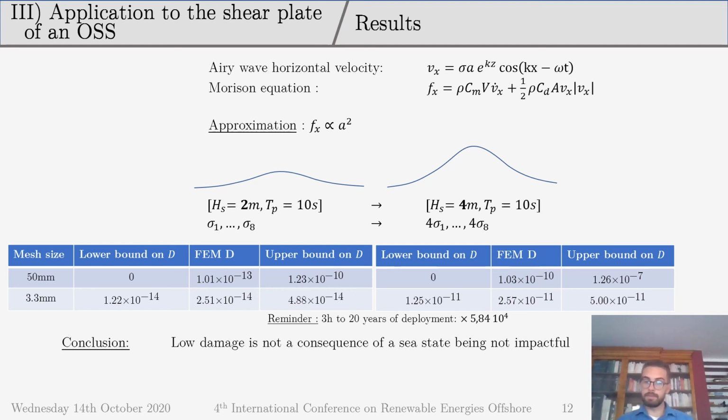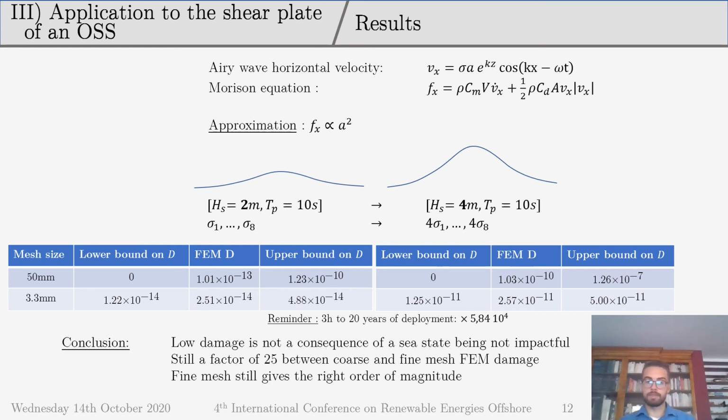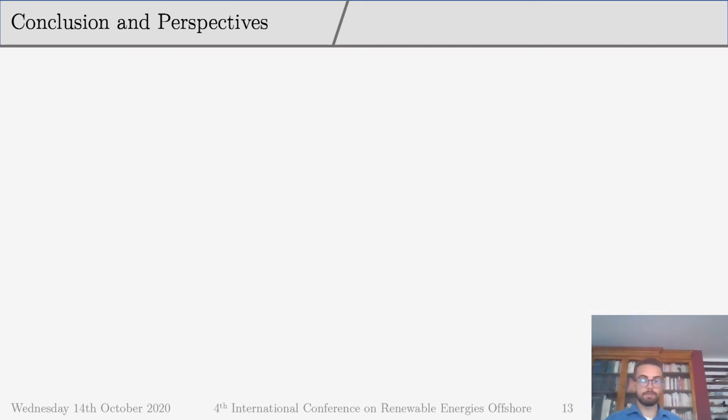So the other hypotheses may still be true. There's still a factor of 25 between the coarse and the fine mesh on the FEM damage for HS equal 4 meters, and the fine mesh still gives the right order of magnitude, while the coarse mesh doesn't give the same order of magnitude.